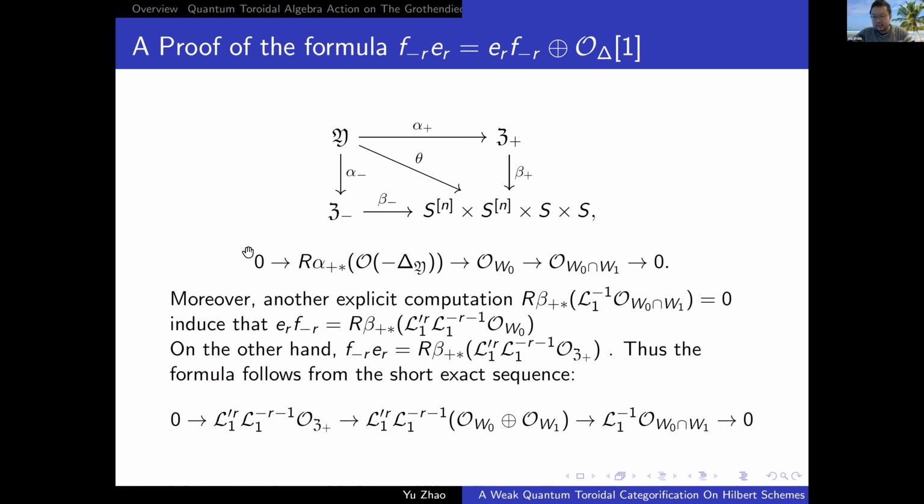And it also follows from this Schrodinger sequence, and we have mentioned that L1 inverse W0 intersect W1 would be pushed forward to 0. So this gives us the computation of F minus R ER equal to ER F minus R direct sum of O delta 1. And for other HK case, we could also do this.